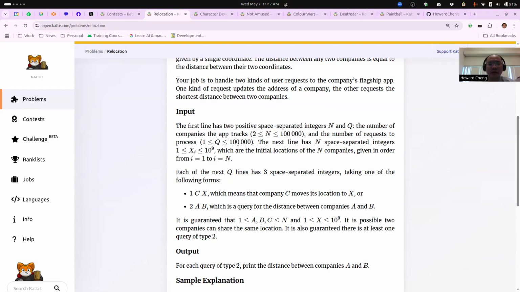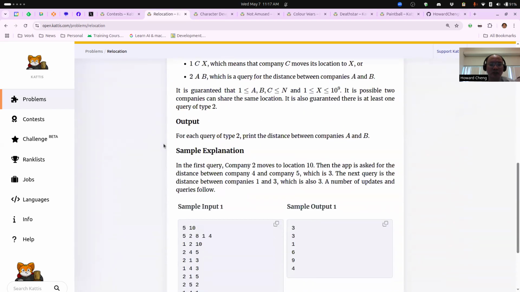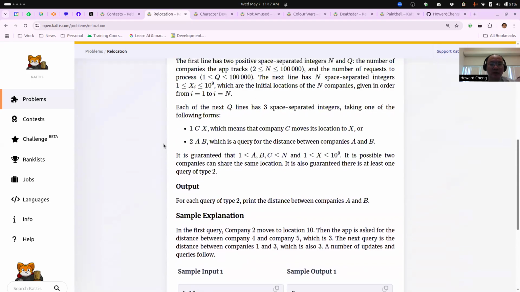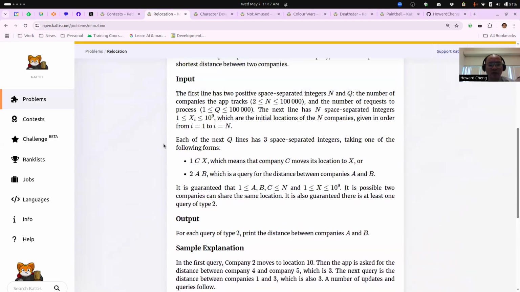And then for each query, you have either 2 choices, either the company moved, or you have to figure out the distance between the 2 companies. Everything is between 1 and 1 billion, so everything can be done with just a normal standard integer. And basically that's it. So we have to come up with a way to easily figure out where everything is, because if we know where everything is, then we can just compute the difference between the 2 positions of the 2 companies, and then that's it.